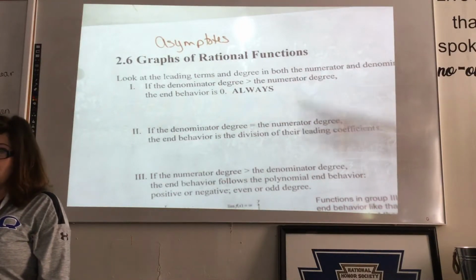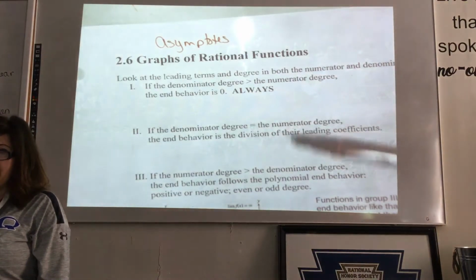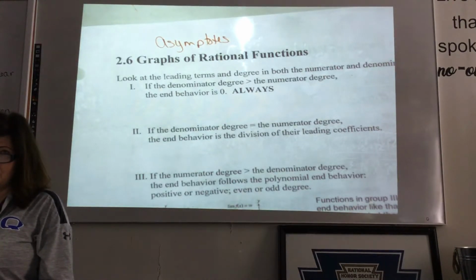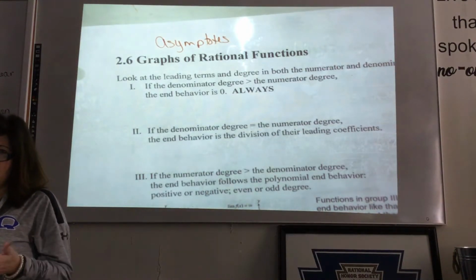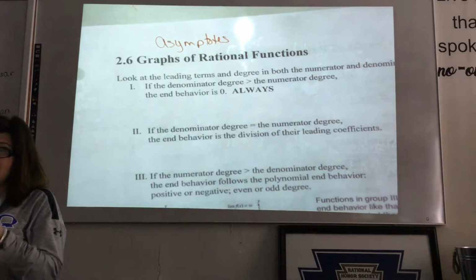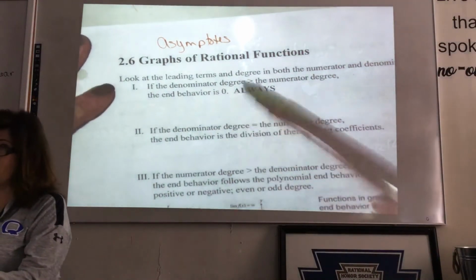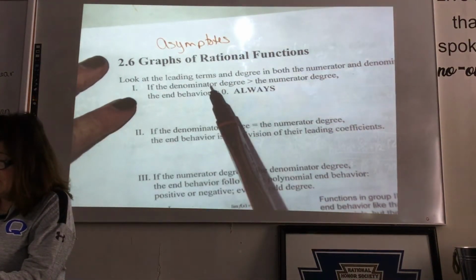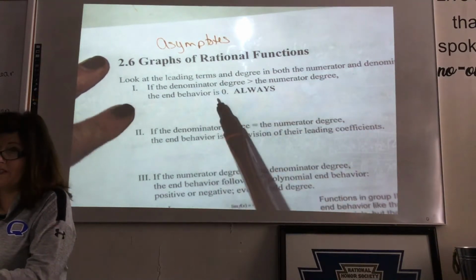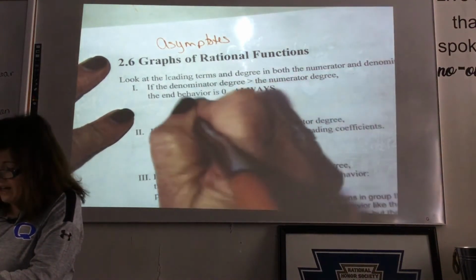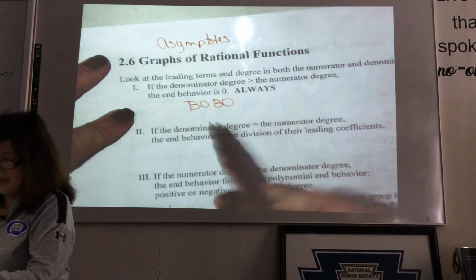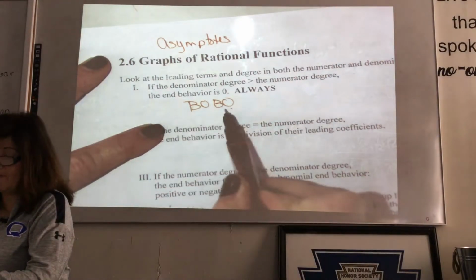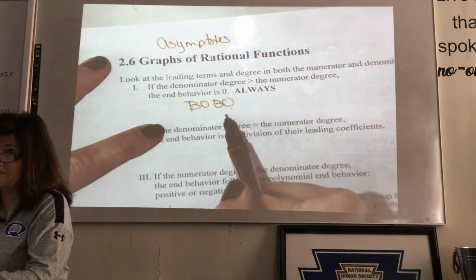The first two, we're really looking at horizontal. And then at the bottom, we're going to get into a new one that we have not yet talked about, called a slant asymptote. So we've heard vertical, we've heard horizontal, and now we're going to be looking at slant asymptotes. Number 1 and 2, I'm not going to go into great detail on because we've already covered that. If the denominator is greater than the numerator, the end behavior is 0. In this class, we know that as BOBO, big on bottom, horizontal asymptote at 0. That's our acronym for number 1.